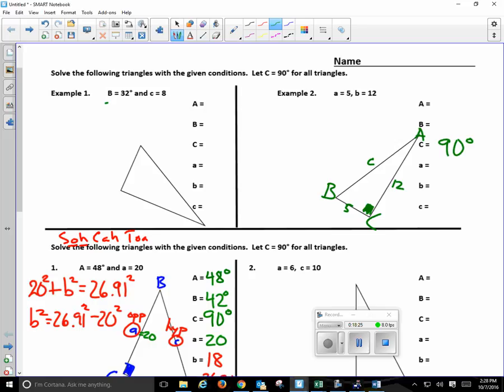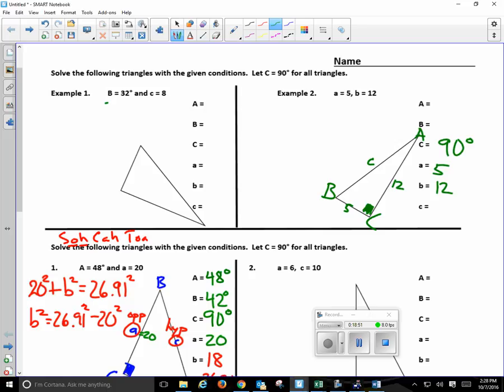All right. So, do I know angle A? No. Do I know angle B? Do I know side A? Do I know side B? Do I know side C? So what's different about this problem compared to the other problem? We don't have the other angle. So I'm going to have to show you guys how to solve when you're looking for an angle.